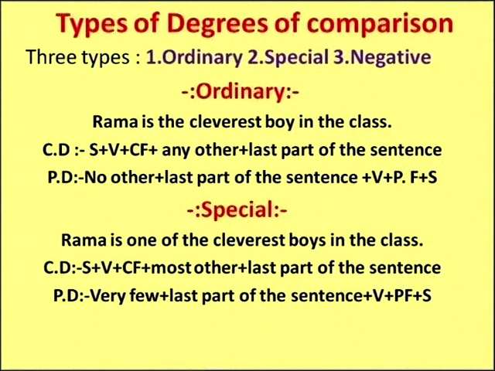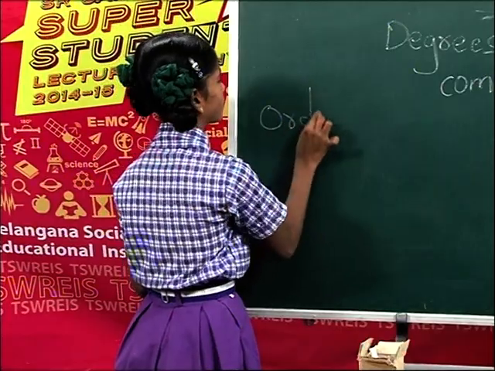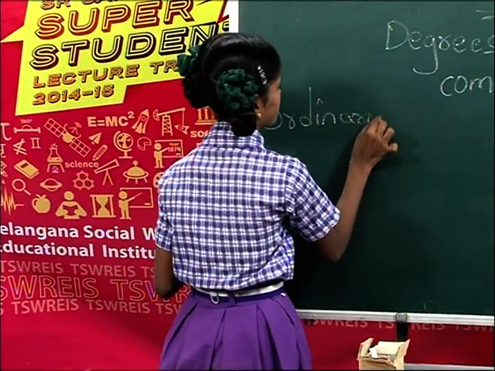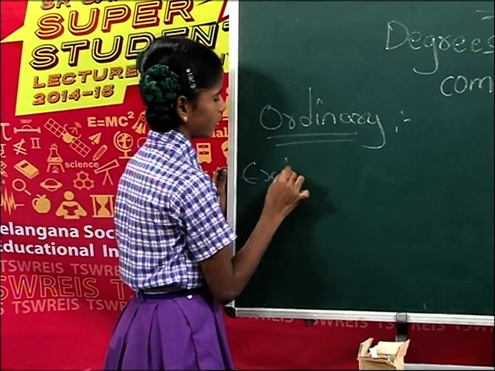Friends, I'll tell you an easy method. If you learn that method, you can change any sentence from superlative degree to comparative degree and positive degree. In types of degrees of comparison, there are three types. They are ordinary type, special type and negative type. First of all, we are going to learn ordinary type. Now, friends, I am taking an example.